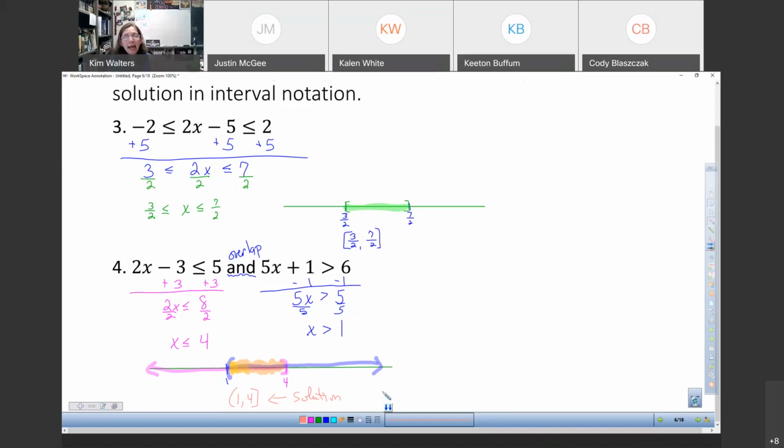Okay. So the and is the overlap. We're going to look at the or word in just a minute, but and is overlap. So you have two different connectors in inequalities. You have an and connector and you have an or connector, but and is the overlap. So I do need you to pay really close attention to those.